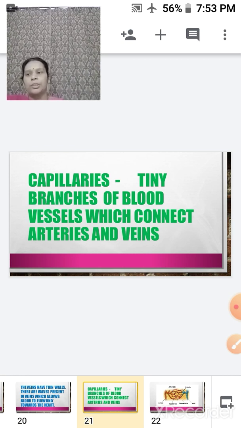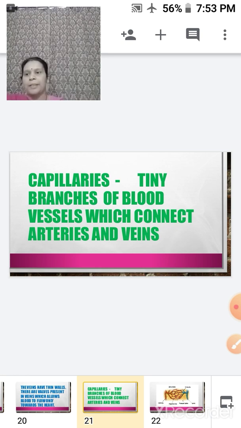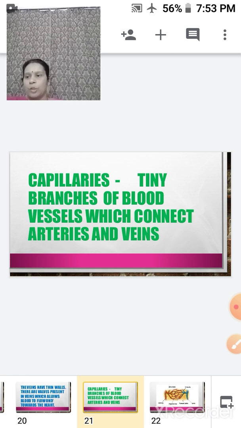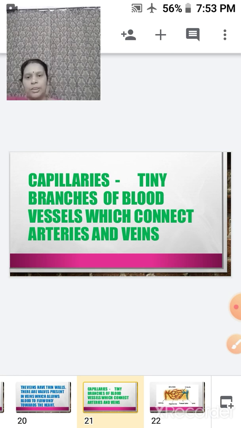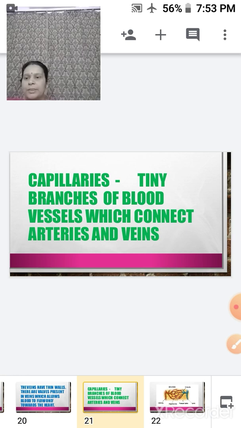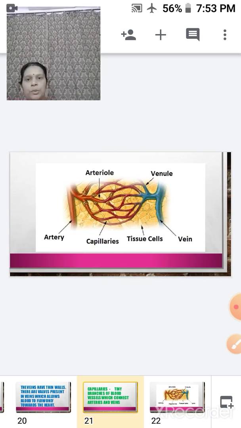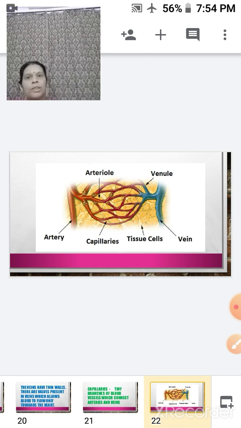After which come your capillaries. Capillaries are extremely thin blood vessels which connect your arteries and the veins. They are also responsible for the absorption of oxygen, the digested soluble food, and the waste products which are produced within our body. So this is the function of your capillary.